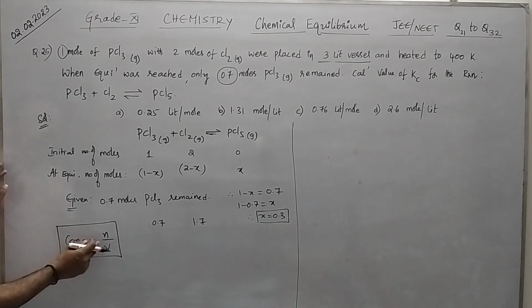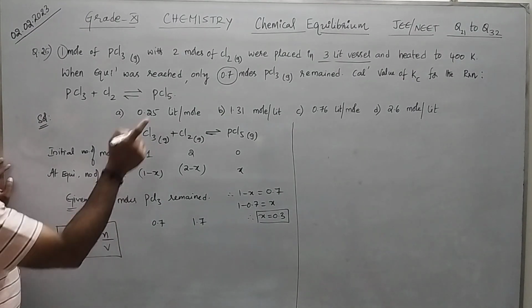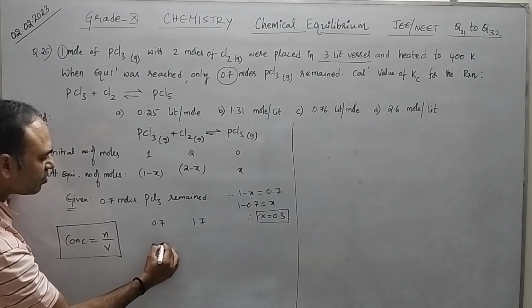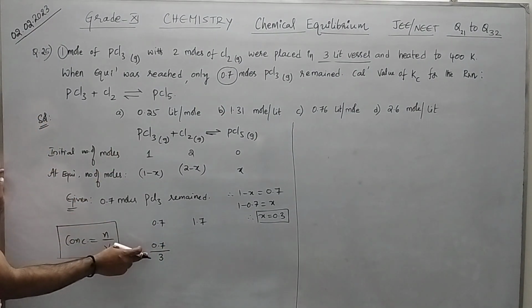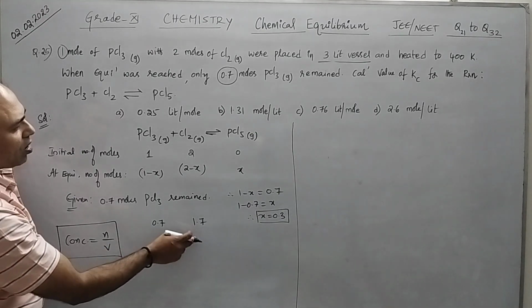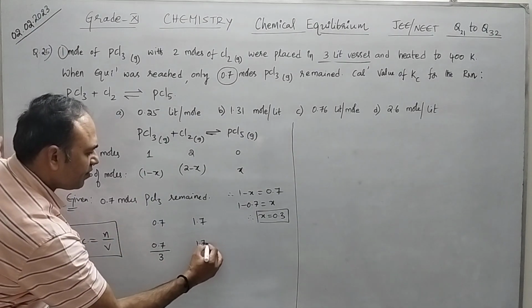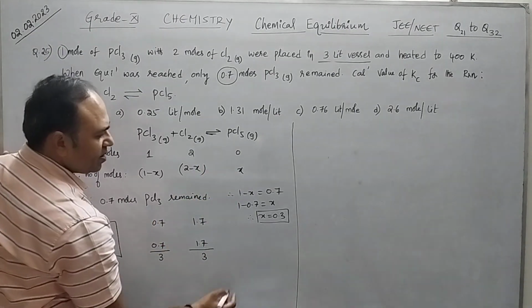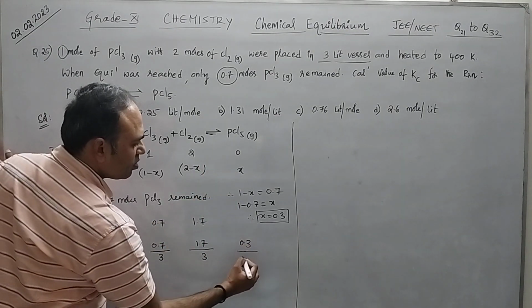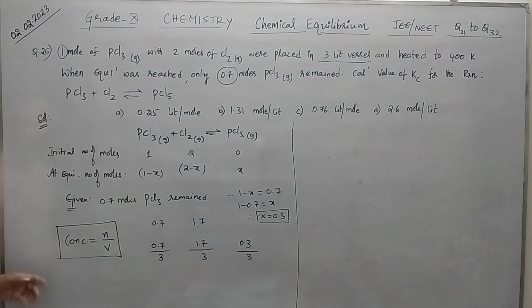Now what is number of moles? 0.7. What is volume? 3 liters. Therefore this will become 0.7 by 3. Concentration of PCl3 is 0.7 by 3. Now concentration of chlorine is 1.7, the number of moles, and the volume is 3 liters. Now this x is 0.3, number of moles by volume is 3. Hope you have understood, we got the concentration.